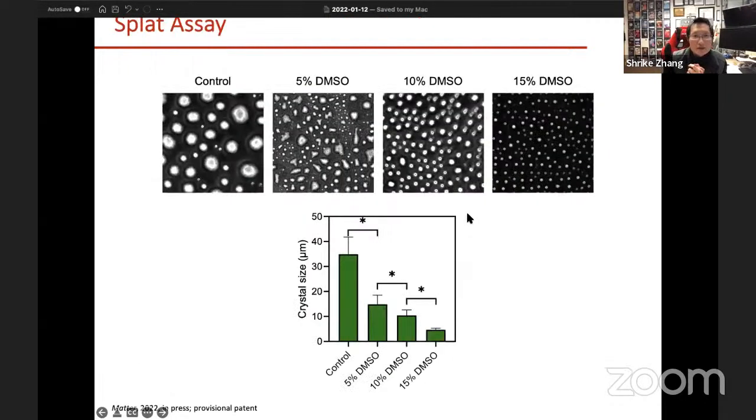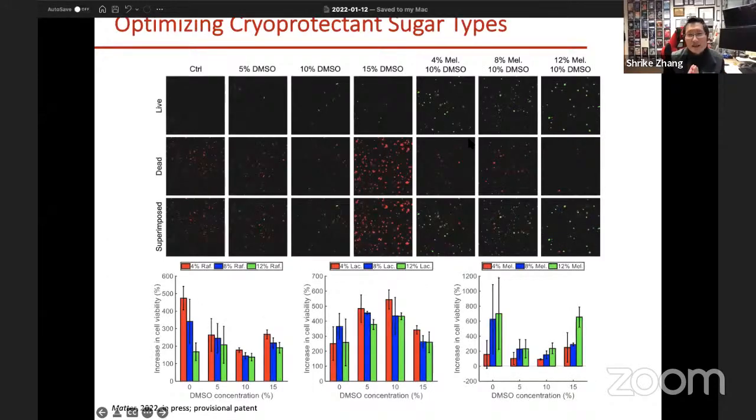And you can do a very similar kind of assay called a splat assay, basically having a single layer of the bioink and looking at how the crystals form, and the same results, right? So basically the more DMSO you have in there, the smaller the ice crystals forming within this bioink. But what's interesting is that having DMSO in there is going to be effective in terms of reducing cellular damage during this cryo bioprinting process, but only having DMSO there is not sufficient, right?